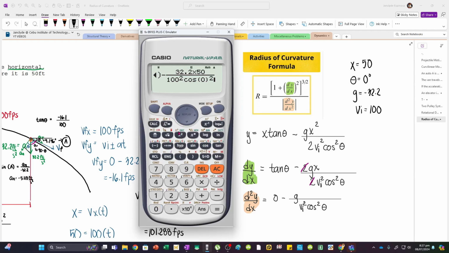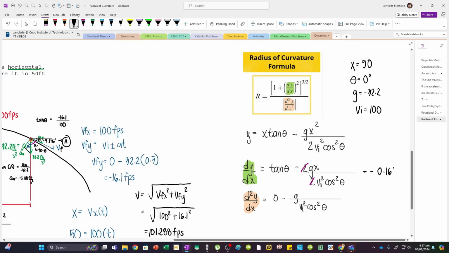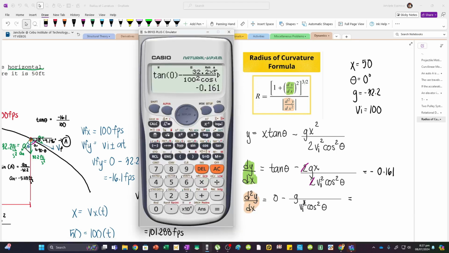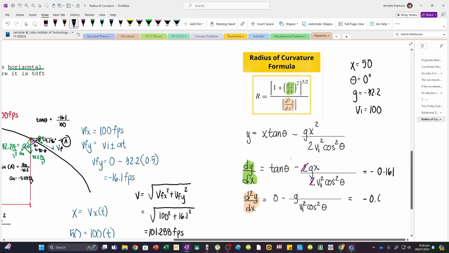So, 32.2 times 50 over 100 squared cos 0 squared. So this is minus 0.161. And then solving the second derivative, we have minus 32.2 over 100 squared and then cos 0 squared. We got minus 0.00322.